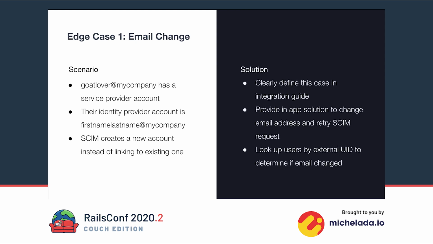In this case, we provided our customers with instructions on how to remove the new account, change the email within our application on the old account, and then to retry the SCIM request. Another solution would be to use the Goat Lover email handle in the identity provider and then change it within the identity provider to trigger an update operation on our SCIM API. In this case, we are expecting the request to have an external UID that matches an existing user and a new email address or other changed attributes. For the future, we've also added this scenario as a warning in our SCIM integration guide.